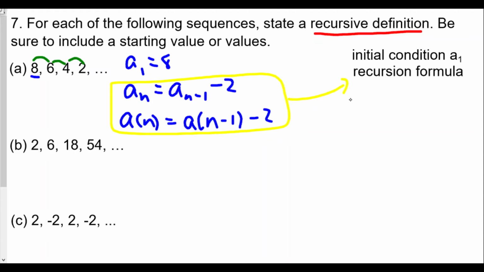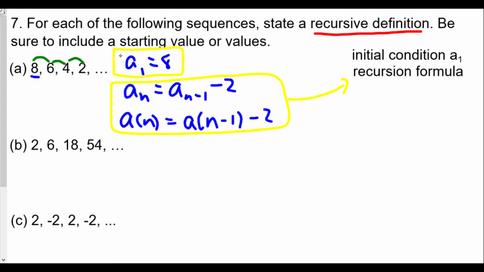Why? Because what it tells us is the nth term, when plugging in for n the number 1, 2, 3, or 4, for the first, second, third, fourth term, we will take the previous term, the n minus 1 term, and then take away 2. So this would be our recursion formula, a of n equals a of n minus 1 minus 2. And then, of course, our initial condition is going to be a1 is equal to 8. Okay, so not so bad.